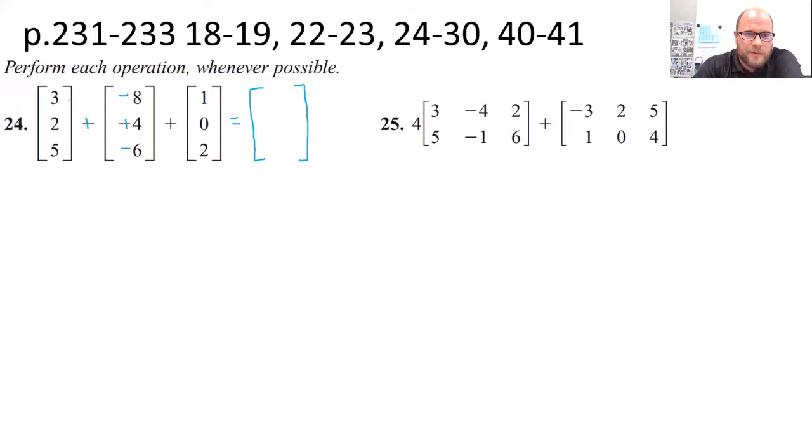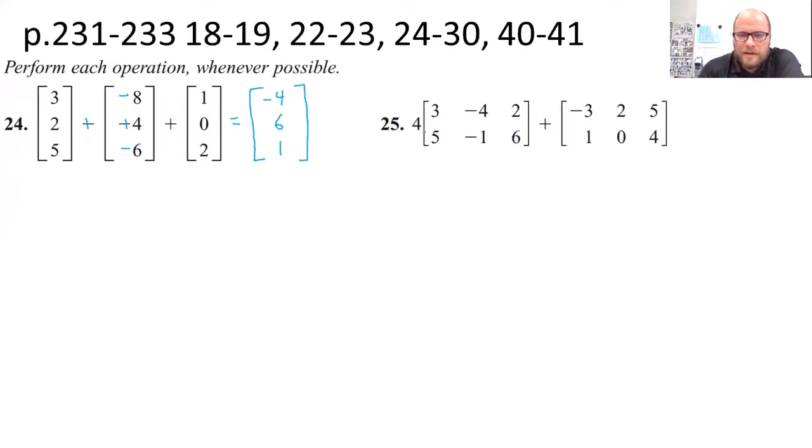On top, we have 3 plus a -8, that's -5, plus 1, that's -4. In the middle, 2 plus 4 is 6, plus 0 is still 6. 5 plus -6 is -1. -1 plus 2 is +1. And that's our answer.